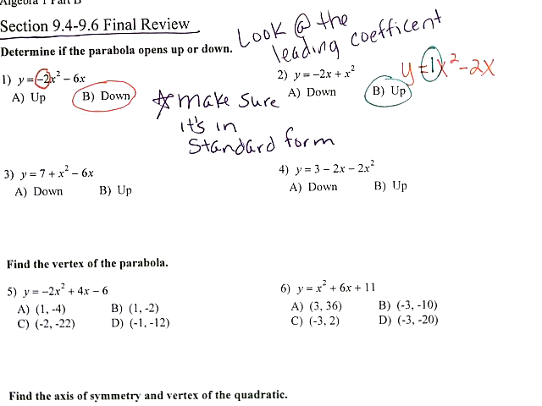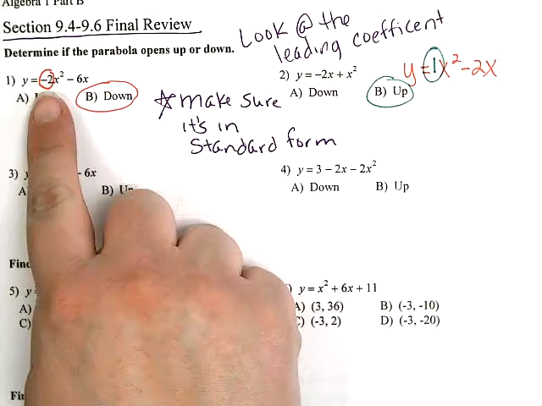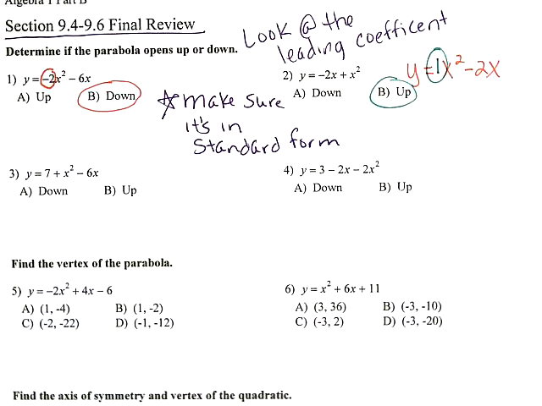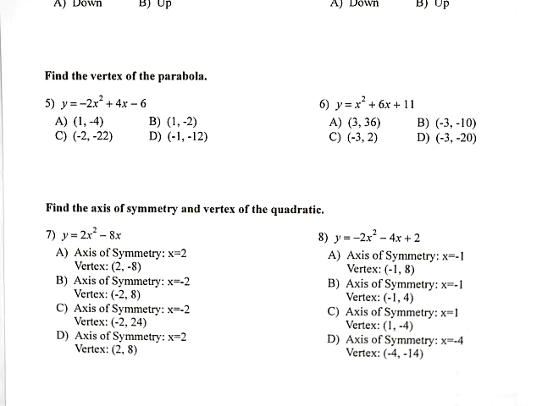So that is the work I'm going to be looking for on your final. Remember that it is only 1 point for getting the correct answer. It's 4 points for showing me why. So you need to show me that you're looking at those leading coefficients by writing leading coefficient, or a equals, or whatever it happens to be, but show me that you know why it opens up or opens down. Okay? Moving on, finding the vertex of a parabola.